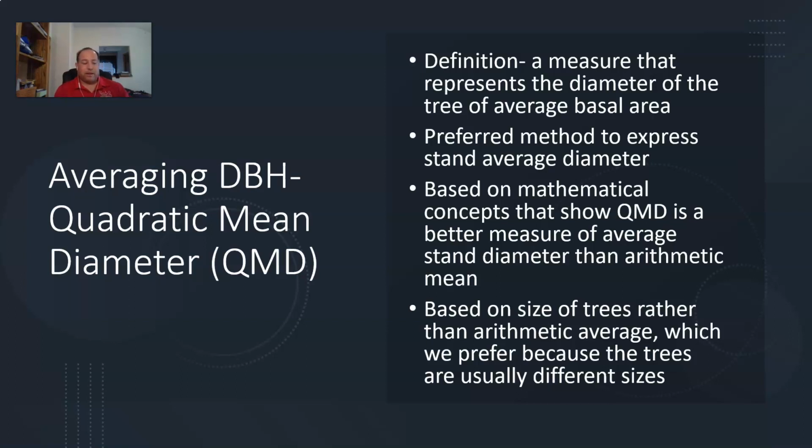Now remember, the size of the trees is extremely important, because we're still trying to figure out how much wood is out there in the forest. Through a lot of work, a lot of people before us have figured out that if we base the DBH on the size of the trees rather than the arithmetic average, it's better, because trees are usually of different sizes, and the size of the tree is what's most important to us. So quadratic mean diameter is a better measurement than the arithmetic average.